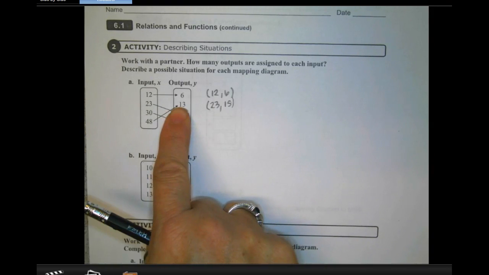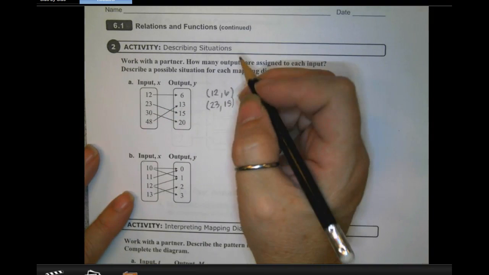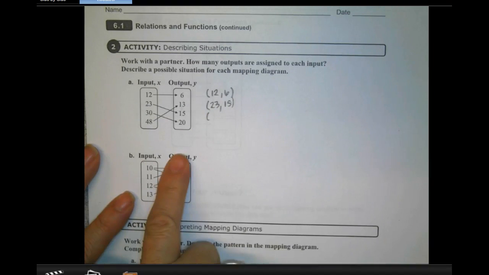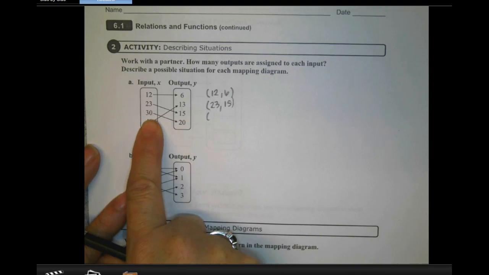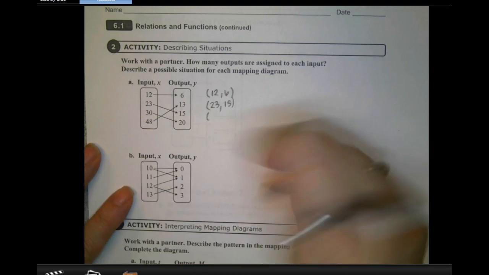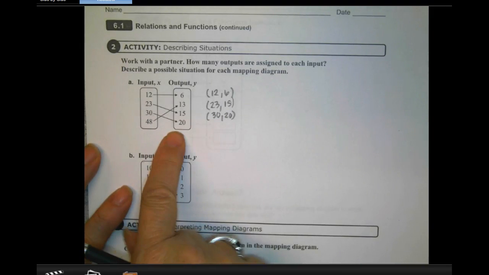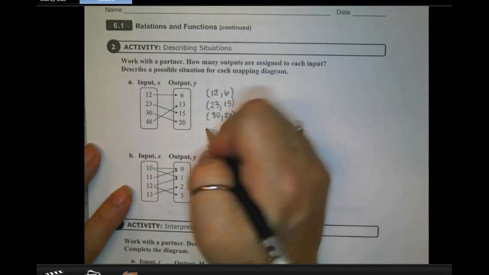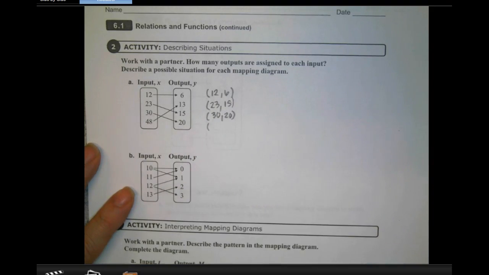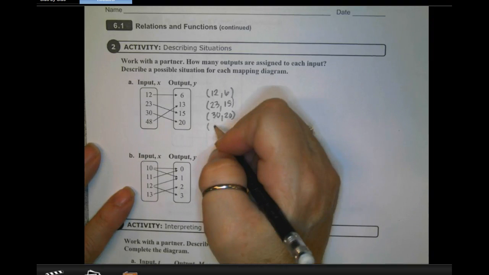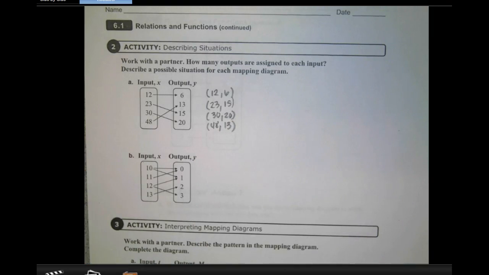It does not go to 13. What is my next ordered pair? Anthony. I did 12, I did 23. What's my next ordered pair? 30, 20. Remember, 30 has an arrow drawn to 20. Okay, it doesn't go straight across. And what is my last ordered pair, Ryan? Ah, look again. 13. Make sure you're going where those arrows go.